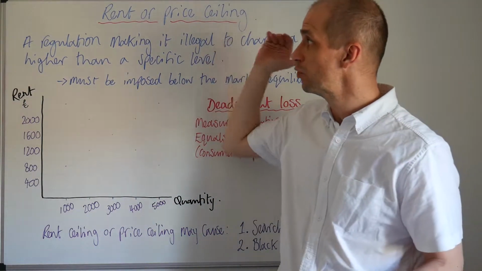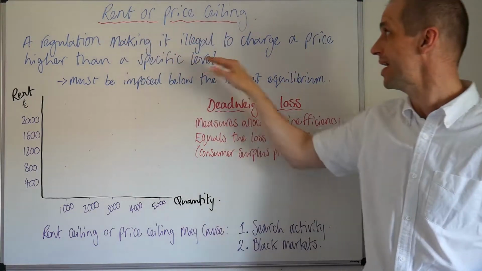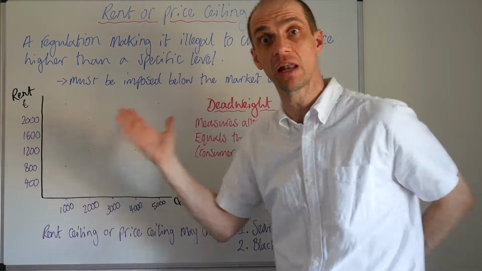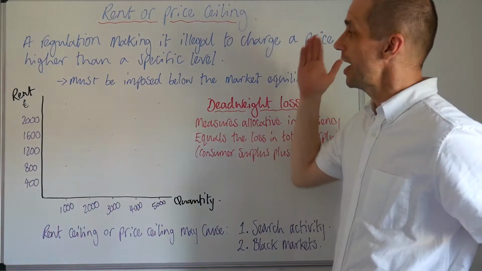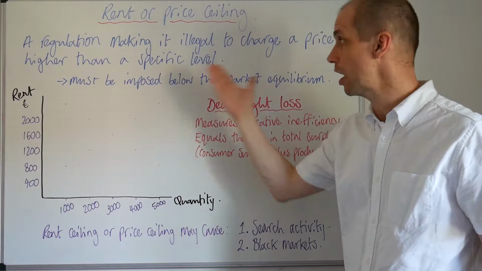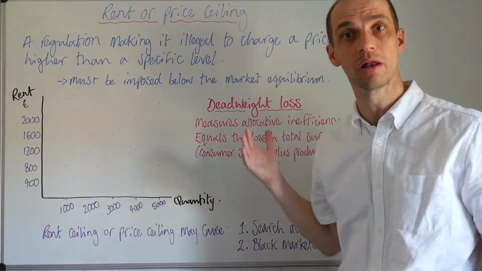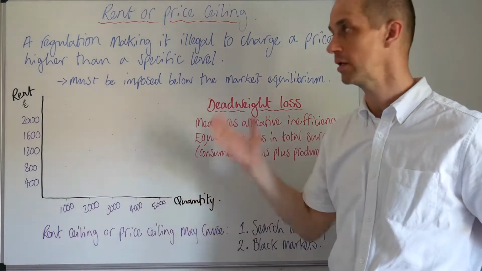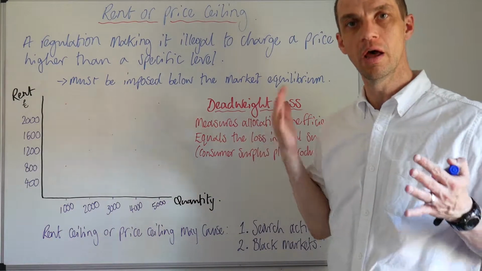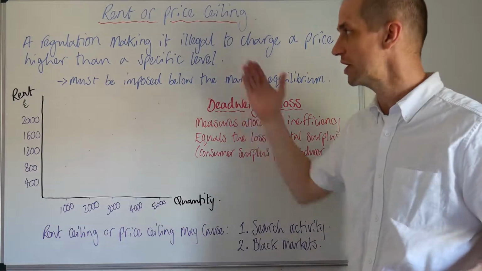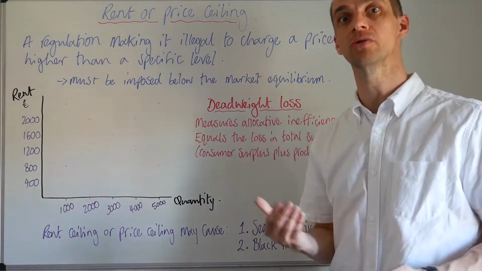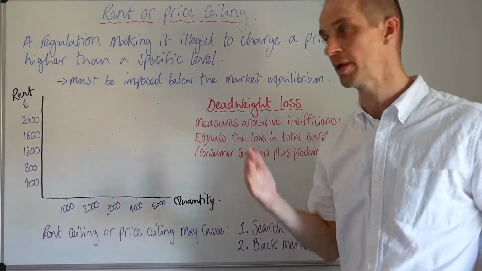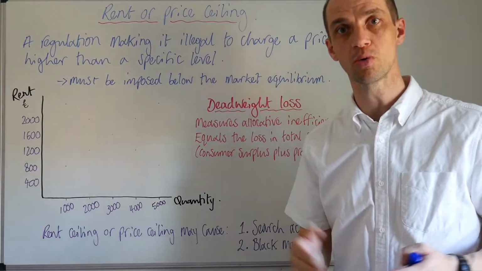It really sets a regulation making it illegal to charge a higher price than a specific level. It must be imposed below the market equilibrium if it's really going to disturb and disrupt the market. That's a really important point to be aware of, and it's often overlooked in students' essays that for this to have any impact, it's got to be imposed below the market equilibrium.